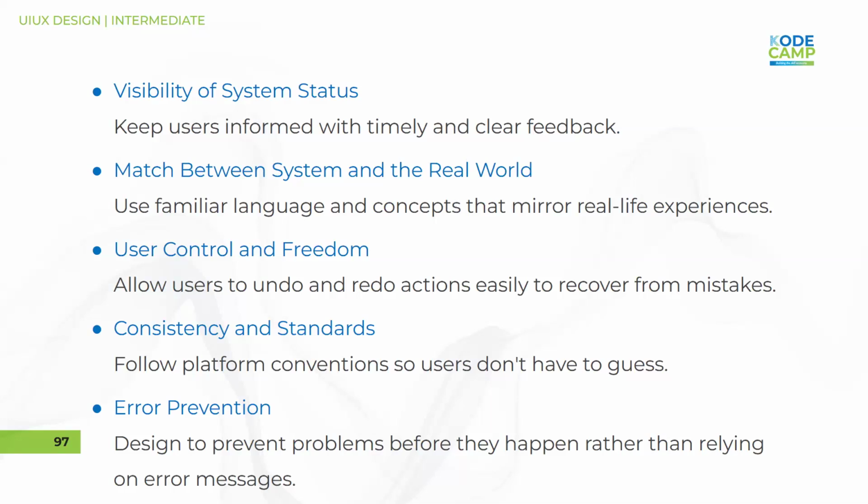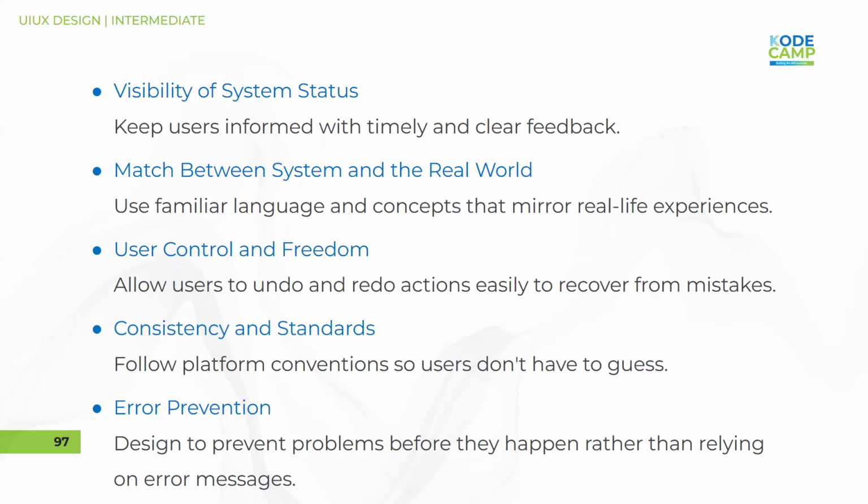Okay, and user control and freedom. So allow users to undo and redo actions easily to recover from mistakes. Also, the number 4 principle is consistency and standards. So follow platform conventions, so users don't have to guess what this does, or where do I get the search bar from, or how do I open a menu and the rest of it.